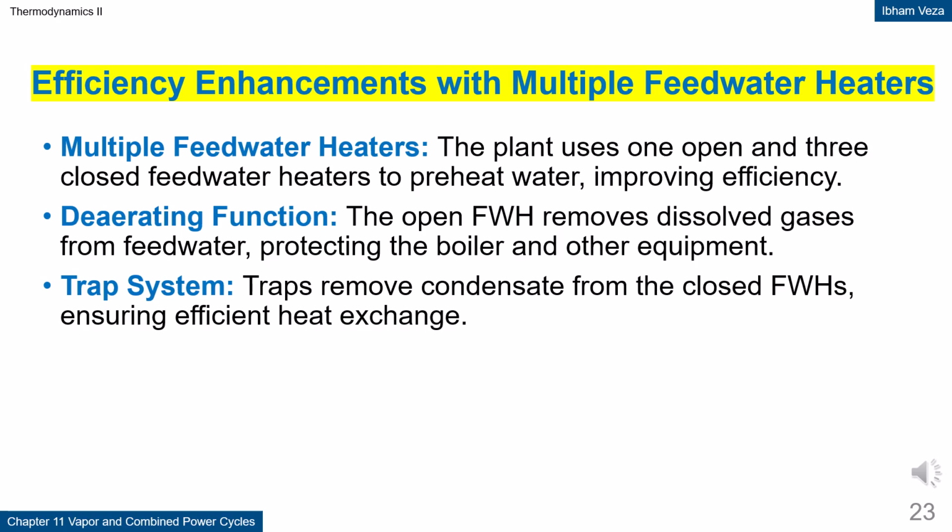The de-aerator function is also important to protect the system from corrosion. With a more uniform heating distribution, irreversibility can be reduced. The final result is an overall increase in plant thermal efficiency.